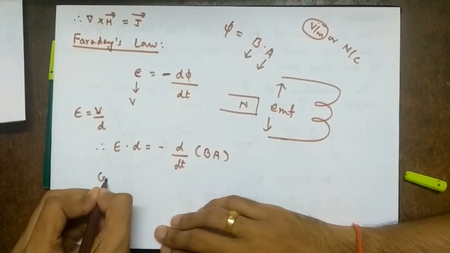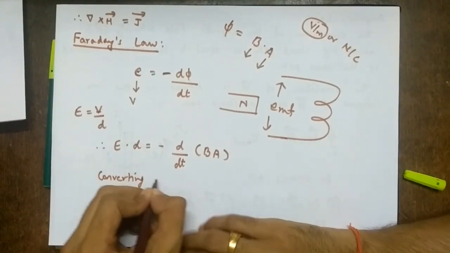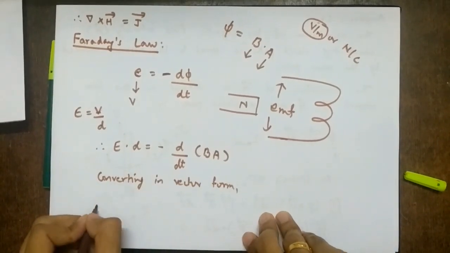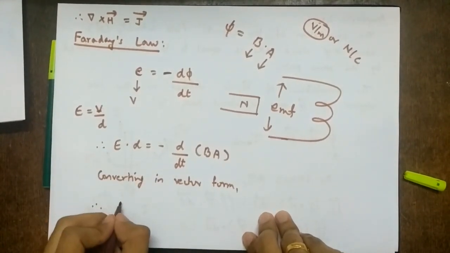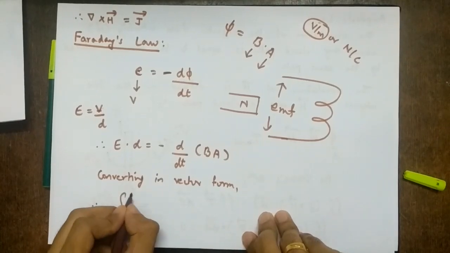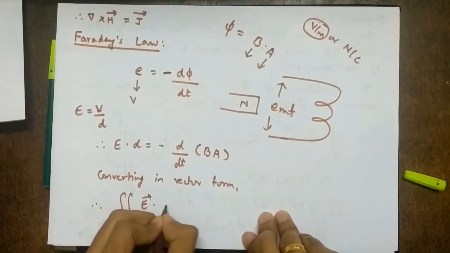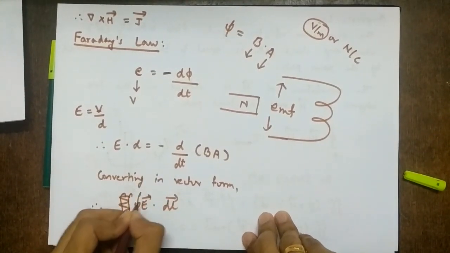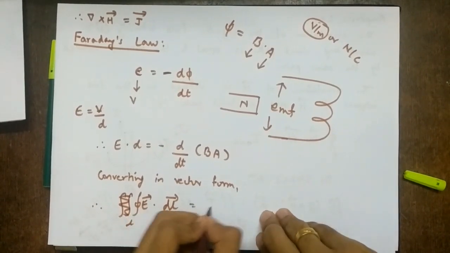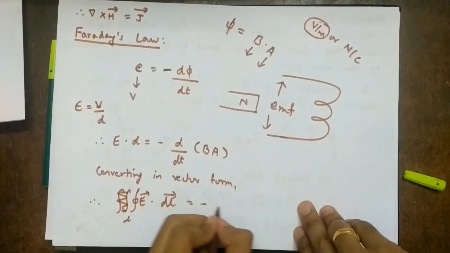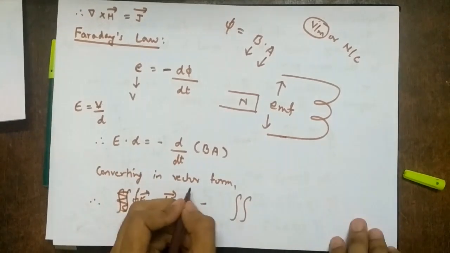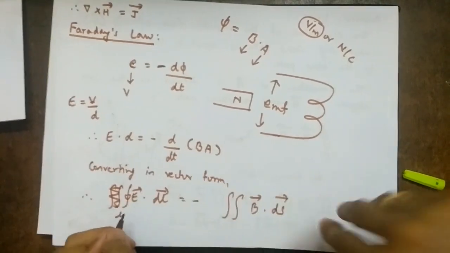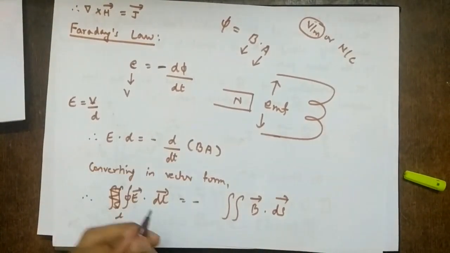Now just, we'll write converting in vector form. So what will we get? So this will become an integral now. So surface integral of D vector, sorry, D is what? Distance. So it is a line integral. So closed line integral of E vector dot dl vector equal to minus surface, I'll keep d by dt for timing. B will become B vector dot ds vector, right? And it is variation with respect to time.